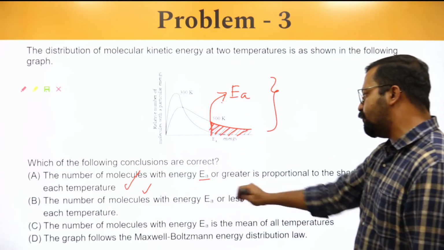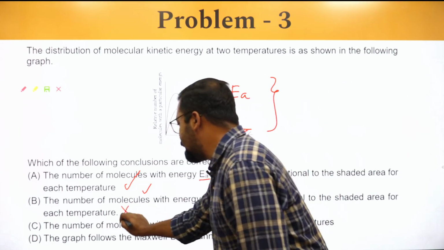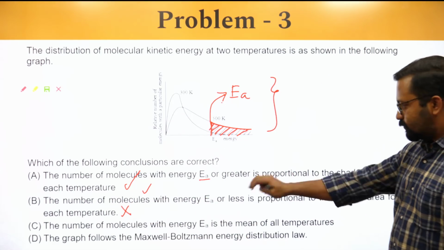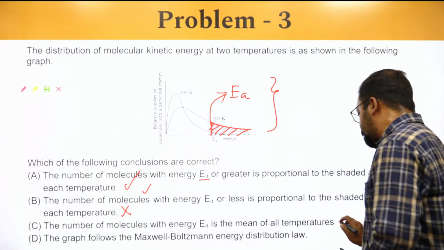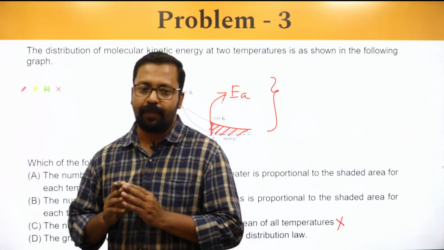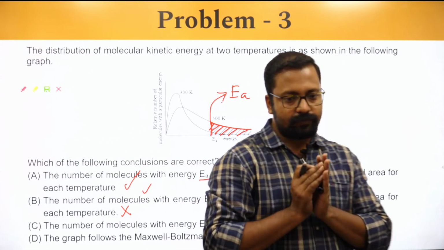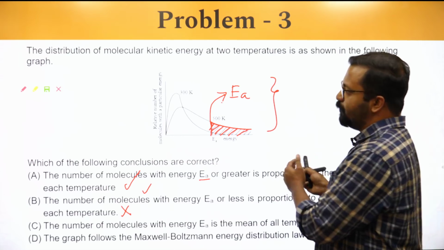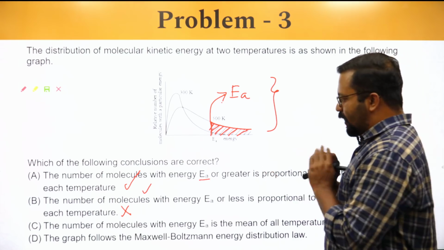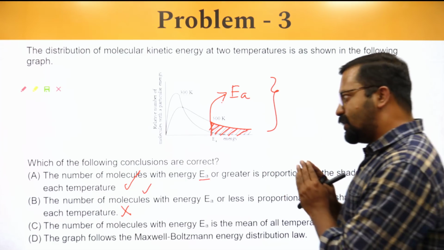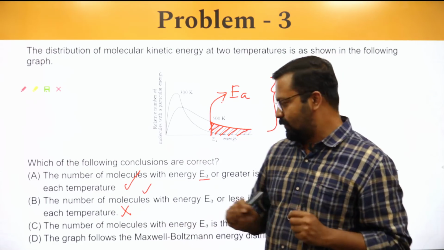The second statement, the number of molecules with energy EA or less is proportional to the shaded region. This is incorrect. Third statement, the number of molecules with energy EA is the mean of all temperatures. There is nothing like a mean of all temperatures. These may or may not be previous JEE questions. Chemical kinetics questions are easy, so don't worry about that; you don't get into JEE by solving difficult questions.